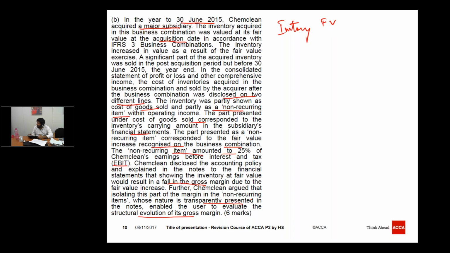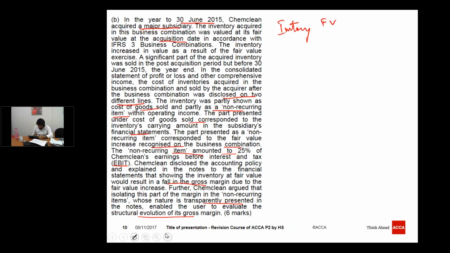Is it IAS 2? IAS 2. IFRS 3, IAS 1, Wendy Lam. IAS 1, IAS 2, IFRS 3. There are a number of students who are telling about IAS 2, some are telling about IFRS 3.